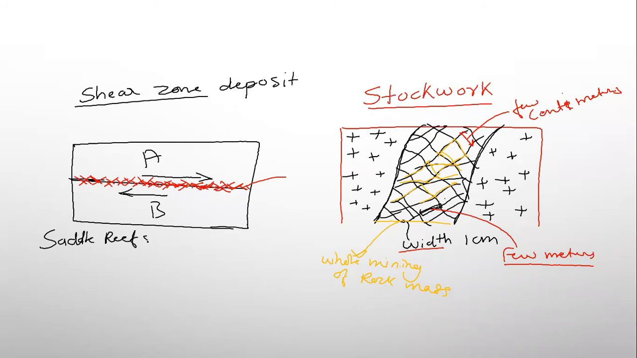Saddle reefs. The word itself says saddle means horse saddle. How will the horse saddle be? You must be remembering a horse, on that there will be a saddle. So it looks like a horse saddle. I will draw the diagram so that it will be clear for you.